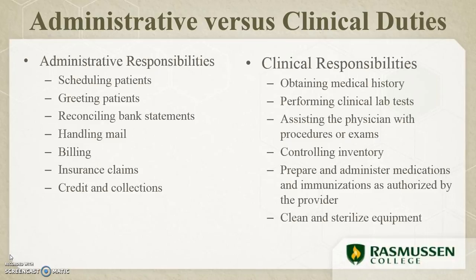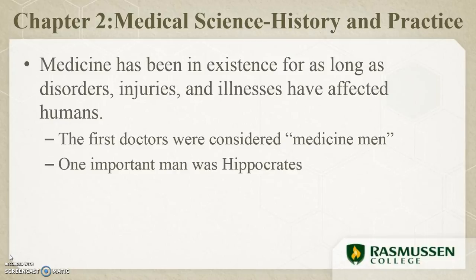Let's move on to Chapter 2, which is dealing with the medical science and the history of medicine. So medicine has been in existence for as long as there have been disorders, injuries, or illnesses that affect human beings. The first set of doctors that were ever around were considered what we call medicine men. These were men that were also considered shamans, witch doctors, and sorcerers. One of the first important men that was ever known was a man named Hippocrates. Hippocrates is known as the father of Western medicine.